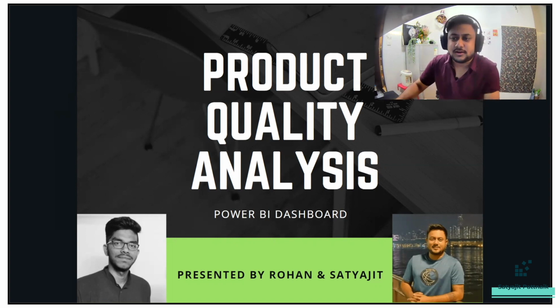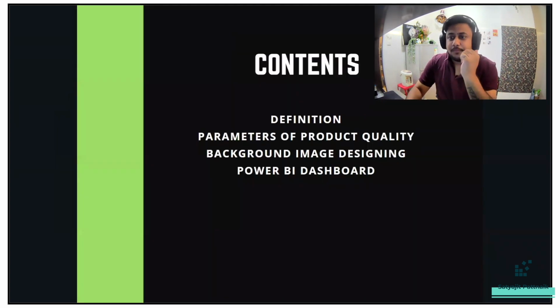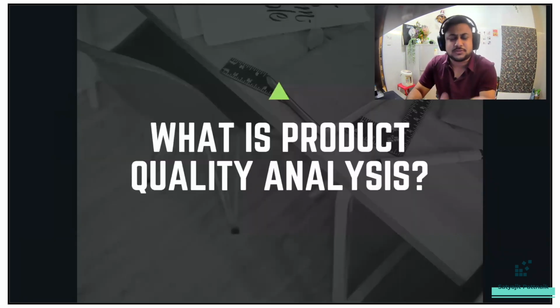Okay, so let's get started. Product quality analysis, Power BI dashboard. So a brief introduction. We'll be talking about the definition, what is product quality, what are the different parameters of product quality, and how did we design the background image, and how did we create the Power BI dashboard. Okay, it's a one-page dashboard. But anyways, the layout, the idea is actually fabulous. I really liked it, and that was the main reason I pinged Rohan. And I just asked this permission, and here we are. We are creating a video on that.